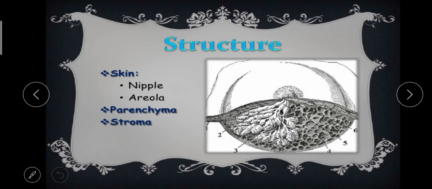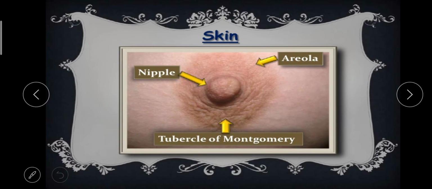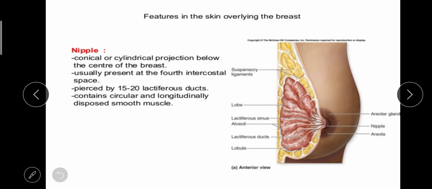If you look at the structure of the breast, there are skin, parenchyma and stroma. The skin has the nipple and areola, as you can see in the picture, shown with arrow marks. You can also see the Montgomery tubercles.